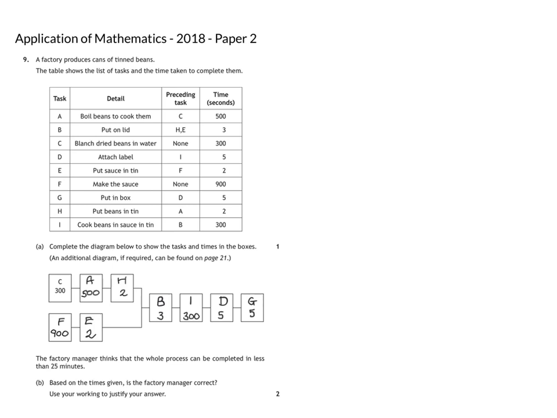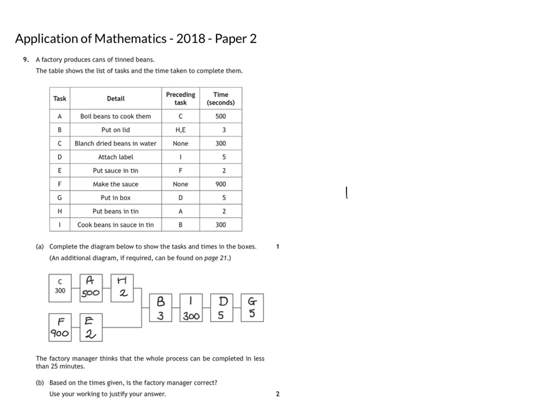So looking at part B, we've got the factory manager thinks the whole process can be completed in less than 25 minutes. Based on the times given, is the factory manager correct? Use your working to justify the answer. So if we look here, we need to work out the total time, and this is in seconds. So here, 300, 500 and 2, so that's going to take 802 seconds for this branch of our precedence table. This one though is going to take 902, so that's what we're going to have to use.